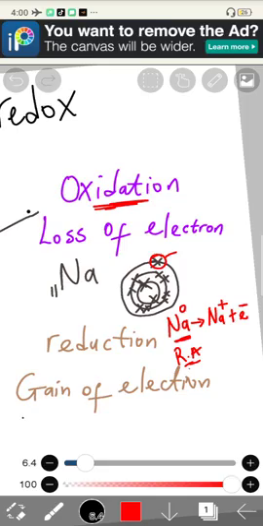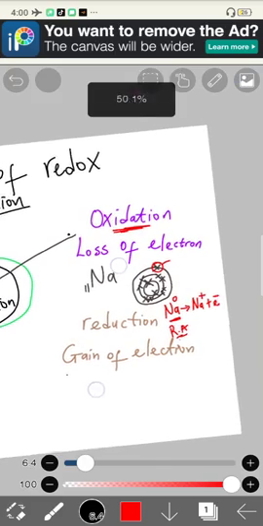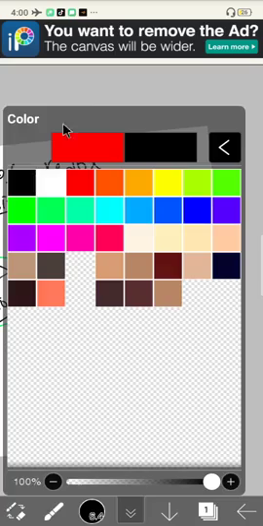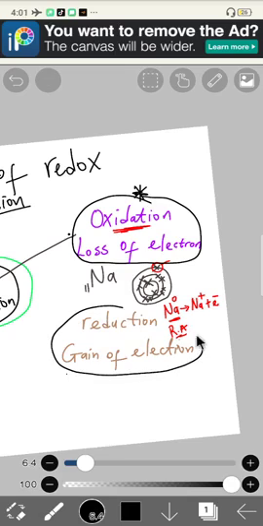So now let's move on to reduction. First of all, let me circle out the oxidation first. So just take note: oxidation, loss of electrons. Reduction is next.